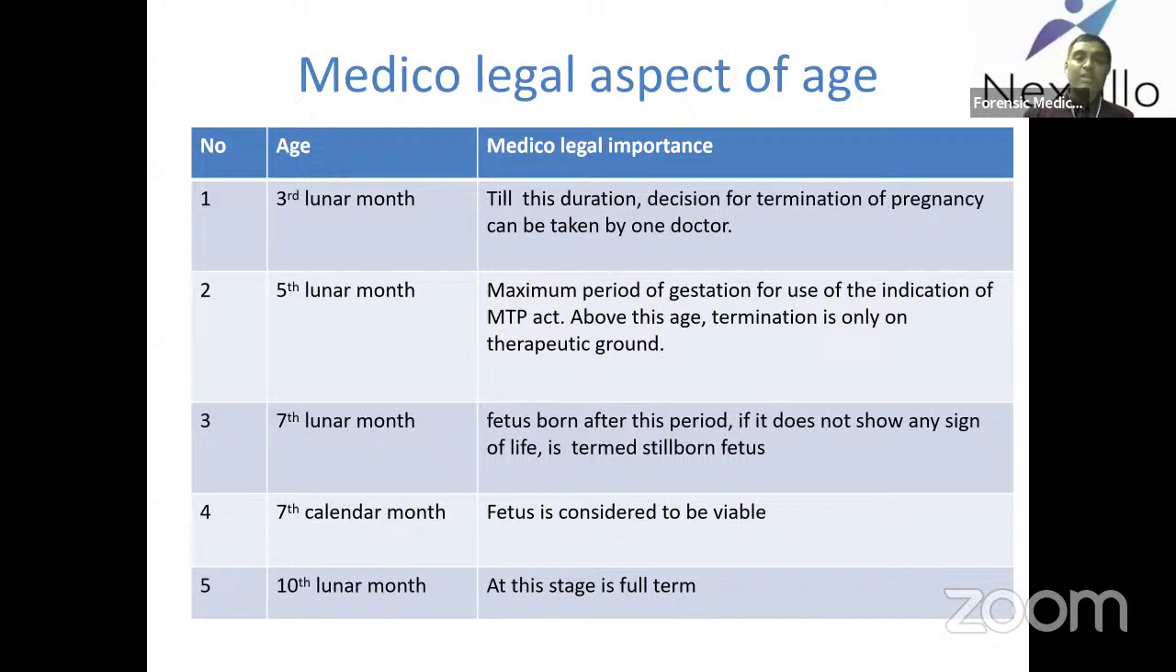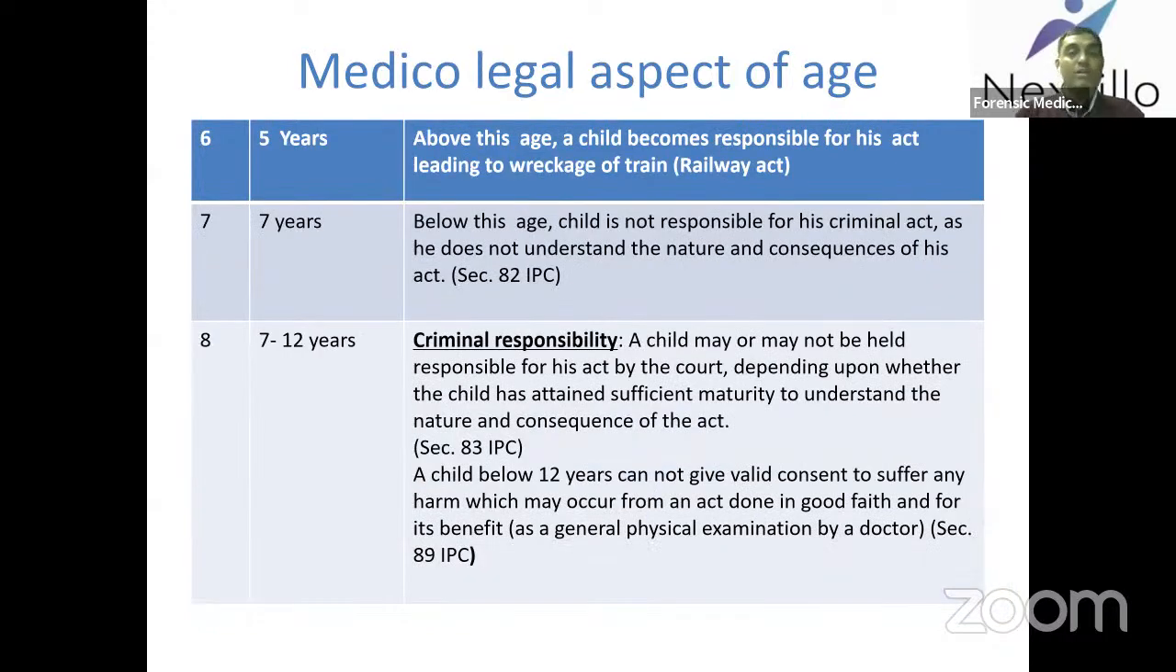Seventh lunar month: a fetus born after this period, if it does not show any signs of life, is termed a stillborn fetus. At the seventh calendar month, that fetus is considered viable. Tenth lunar month: at this age, it is a full-term baby. Now 5 years, very important. Above this age, a child becomes responsible for his act leading to the wreckage of a train according to the Railway Act. 7 years of life: below this age, a child is not responsible for his criminal act, as he does not understand the nature and the consequences of his act. That's why it's very important.